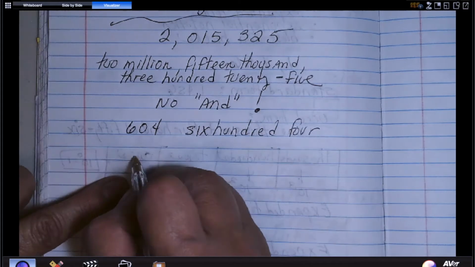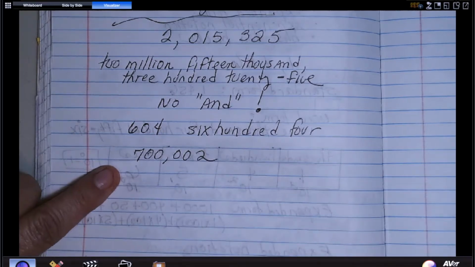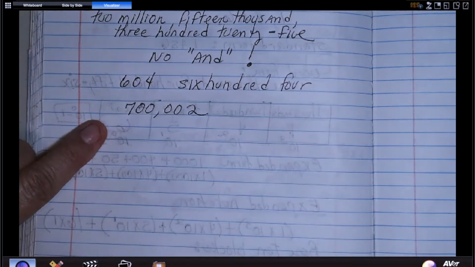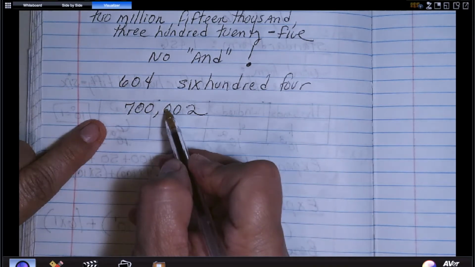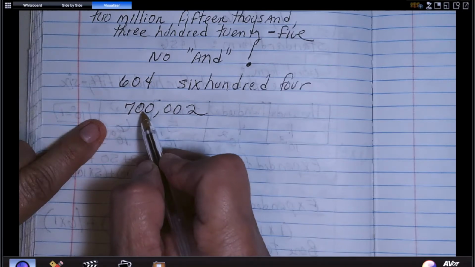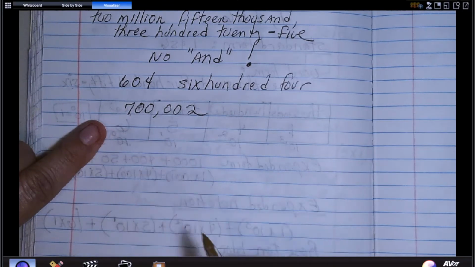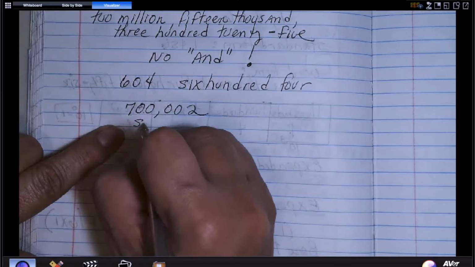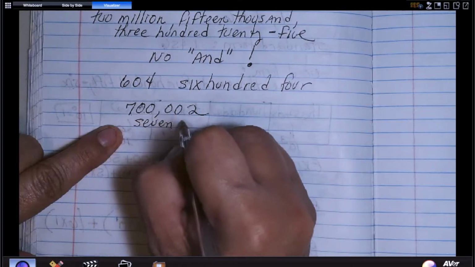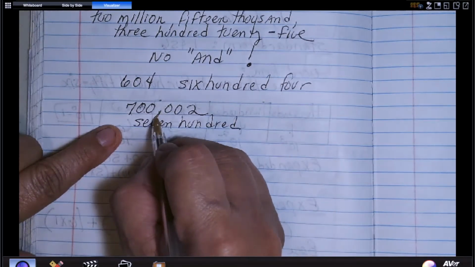Okay, let's try one more. Again, I can use my place value chart. So this would be ones, tens, hundreds, thousands, 10,000s, 100,000s. So this would be 700,000, 700, and 1,000 is the period.